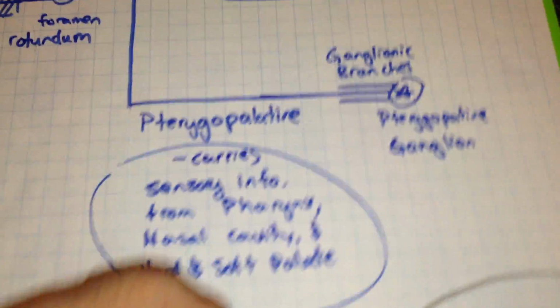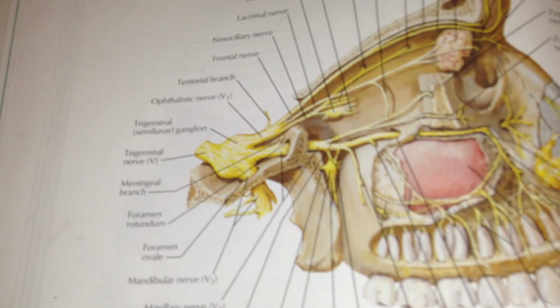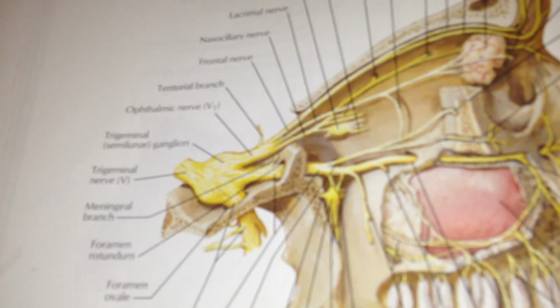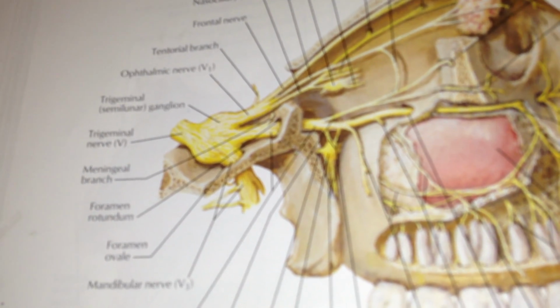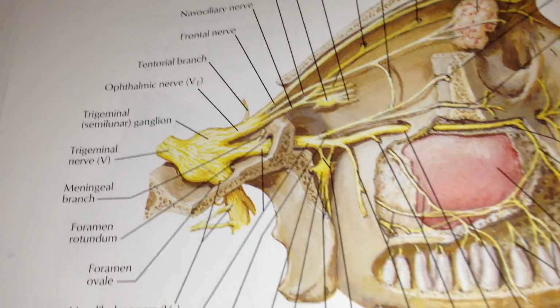Now let me reference the Netter's Atlas again real quick, because I believe that referencing an atlas helps you understand how the scheme actually works, and not only that, but it gives you a good way to remember the scheme if you ever forget a few parts of it.